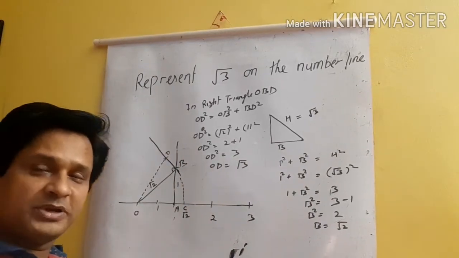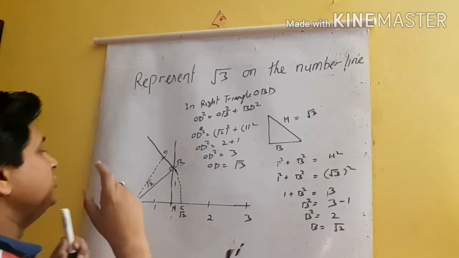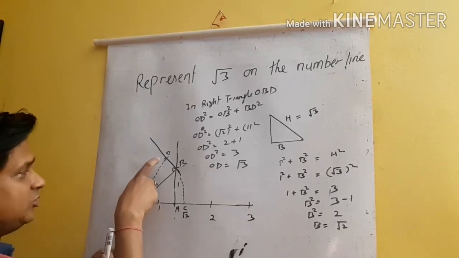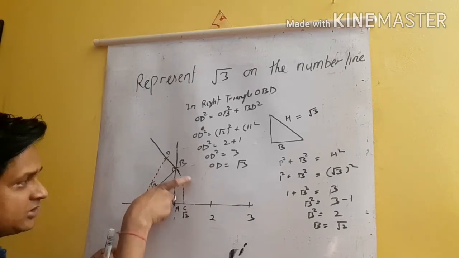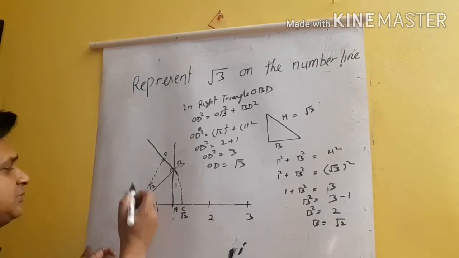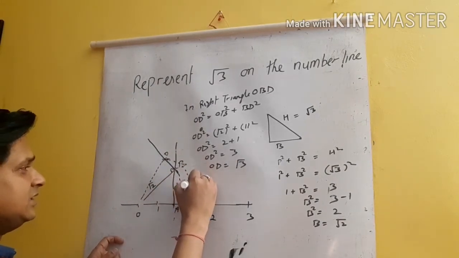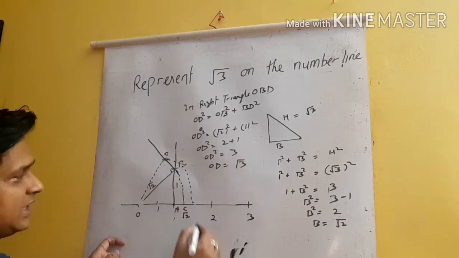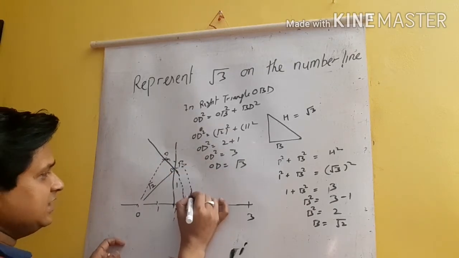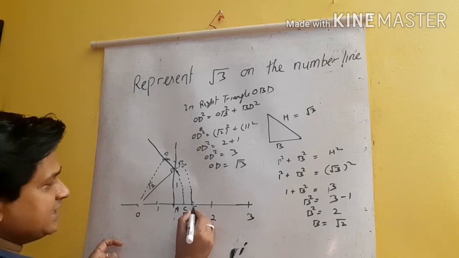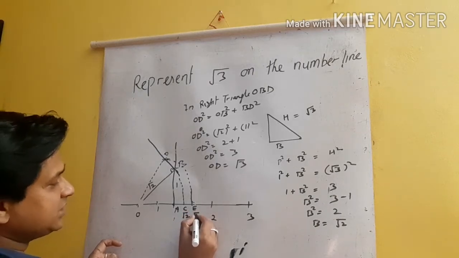Now you have to drop it on the number line. How will you drop it? You will take your compass, measure this distance, and drop it on the number line in this way. Suppose I drop it on the number line this way, like this. So this will cut somewhere. Suppose this point is E. This will represent root 3.